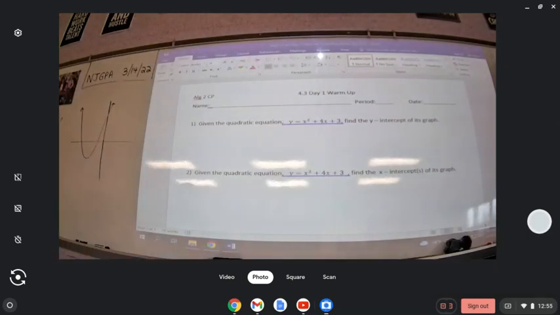So just to give you a little bit of a heads up, we started chapter 4, if you remember, with section 1, graphing quadratic equations, graphing the parabolas.